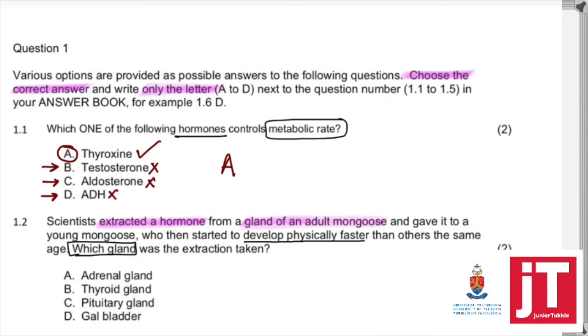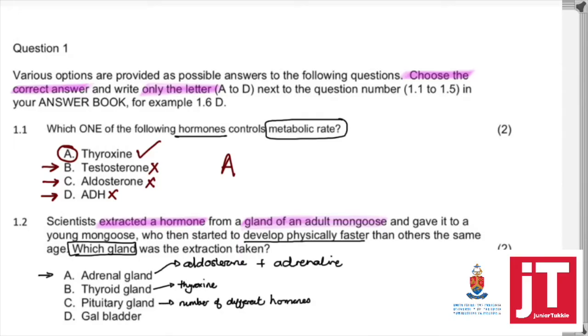So let's have a look at our options. We have option A, the adrenal gland. Now we know that's aldosterone and adrenaline. Okay, does that have a direct impact on development physically faster? I don't believe so. If we look at the thyroid gland, here we talk about thyroxine, and we know thyroxine is impacting on metabolic rate, but not only that, development of skeletal muscle and bone as well.